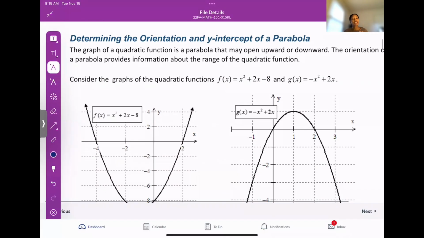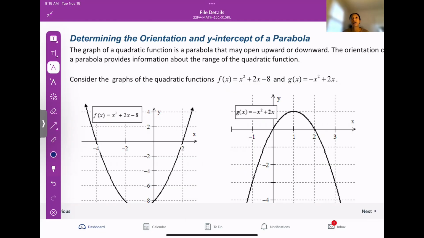Let's get into more interesting things. I just talked a little bit about how we can find the y-intercept of a parabola. The way you find the y-intercept of any function is, any point on the y-axis has an x-coordinate of 0. So plug in 0 and then solve.